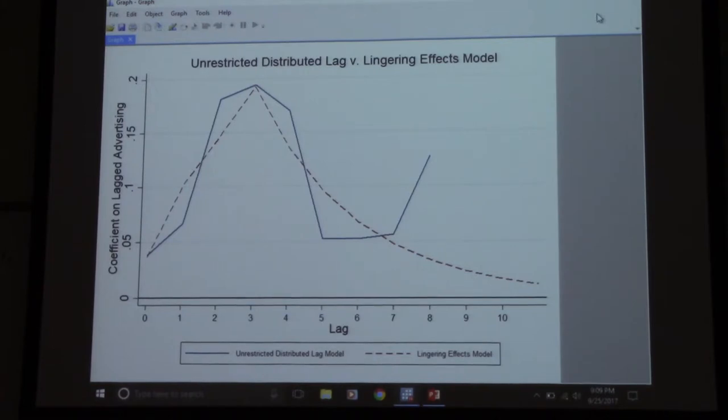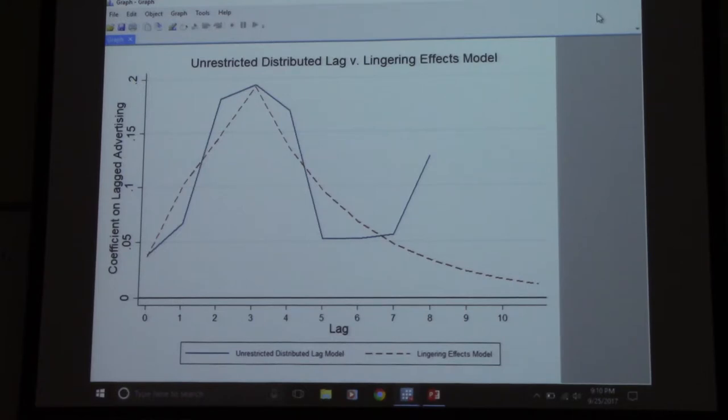Again, we don't have to worry about coming up with lag structure. The only thing we're changing here is the peak. Where do we think the peak effect of advertising is? Is it the initial impact, or is it a couple days later? Does it take time for these advertisements to work their way into consumers' consciousness?